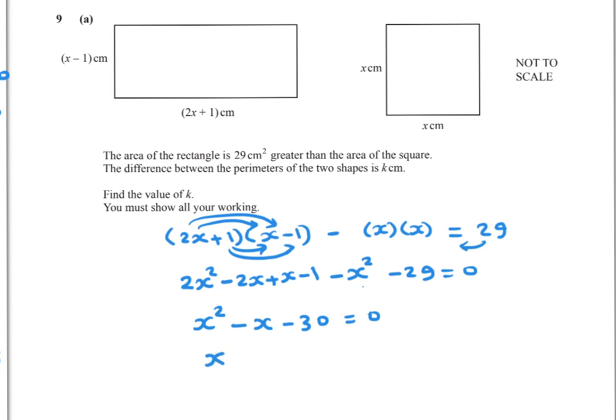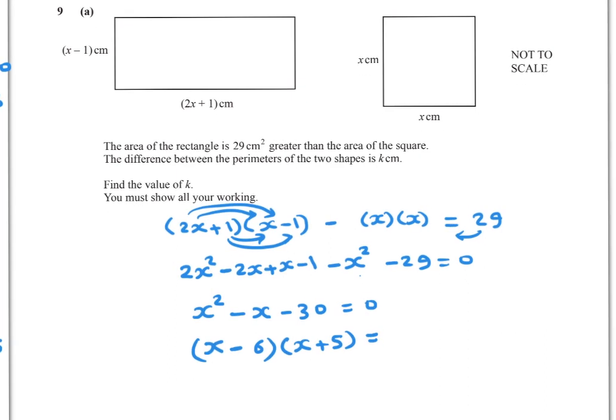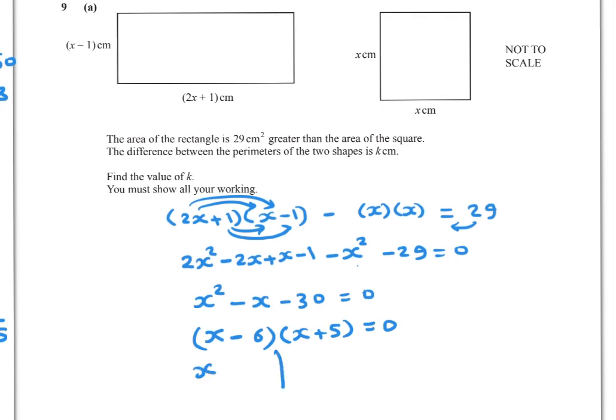Two numbers, if you multiply them, you get negative 30, and if you add, you get negative 1, so negative 6 and positive 5, so x minus 6 and x plus 5. You can use a calculator to help you factorize or solve this equation. This equals 0, so maybe x equals 6, and this is the answer, or x equals negative 5. This is rejected because x, the length, cannot be negative, so x equals negative 5 is rejected, so x equals 6.